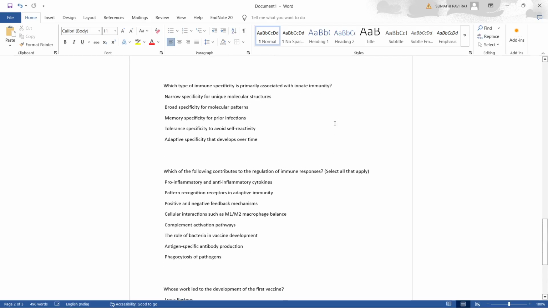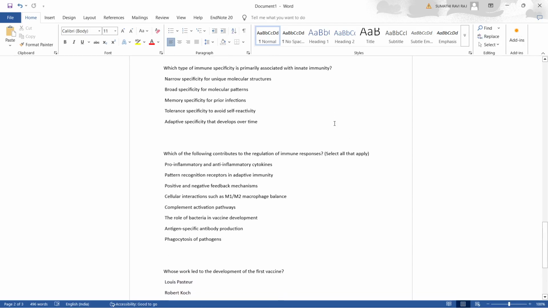Next is, which type of immune specificity is primarily associated with innate immunity? So, whether it's narrow specificity for unique molecular structures, or broad specificity for molecular patterns, or memory specificity for prior infections, or tolerance specificity to avoid self reactivity, or adaptive specificity that develops over time. Which among these is the correct answer?